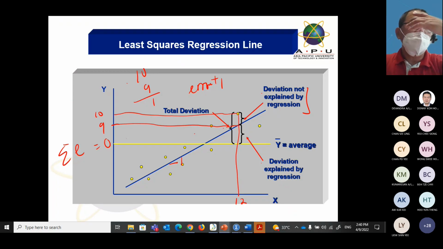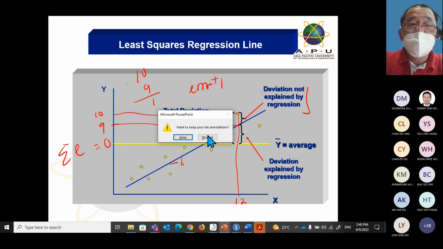Okay, discussed already. This is how we can compute the error; the lesser the better. Therefore, the regression line that we get should be quite close to the data points. If too far away, it means not good. Any question so far?